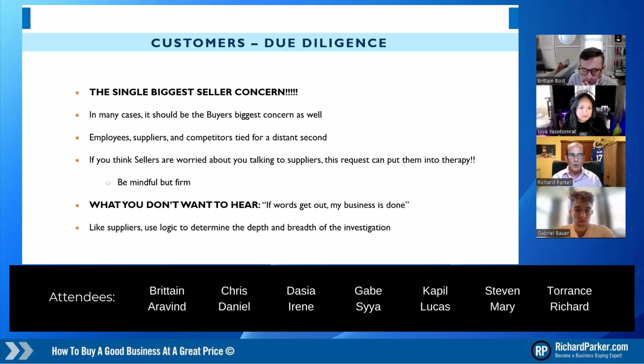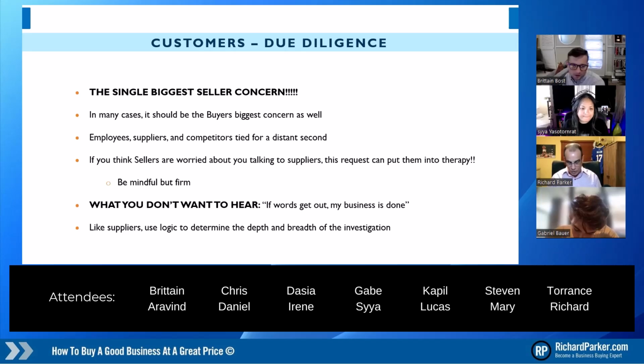What you don't want to hear from the seller, whether it relates to employees, customers, or suppliers, is, if word gets out, my business is done. Because what that generally indicates is that the owner is the business, that the employees, customers, suppliers, everybody perceives the owner as the business. So you've got to be very careful. If you hear that, you really need to pay attention.